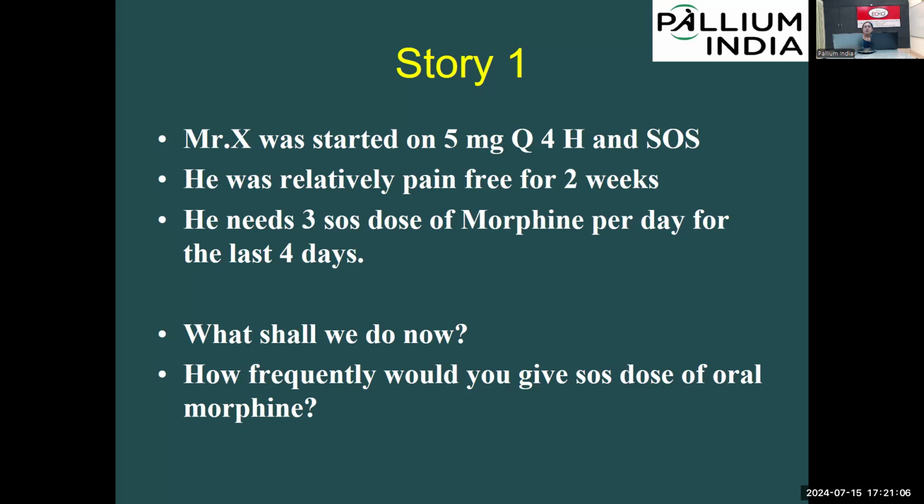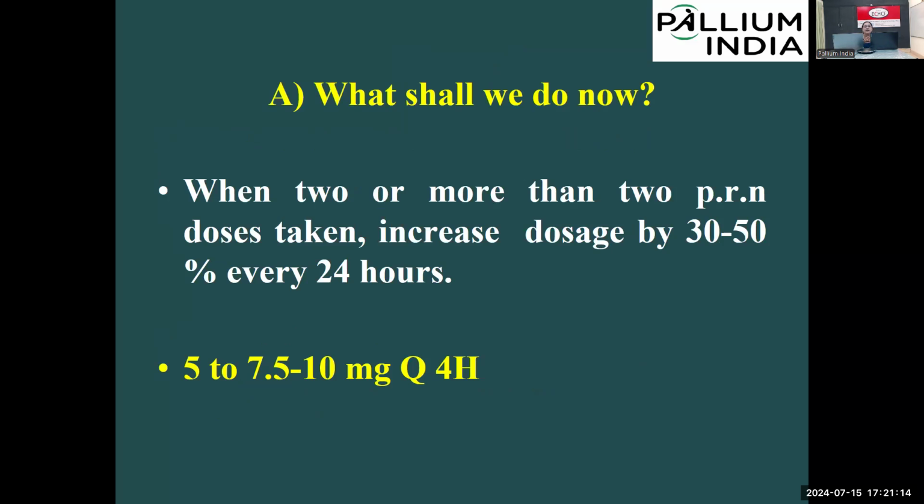So in such situations where more than 2 to 3 doses of rescue morphine are needed in a 24 hour time, we have to increase the dose by 30 to 50%. So for this patient, we can either increase the dose from 5 milligram Q4H to 7.5 or 10 milligram Q4H. So as the dose is insufficient, a 30 to 50% increase every 24 hours is what is needed here to ensure adequate, satisfactory pain relief for this patient.